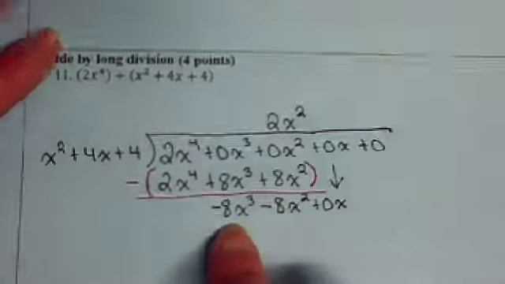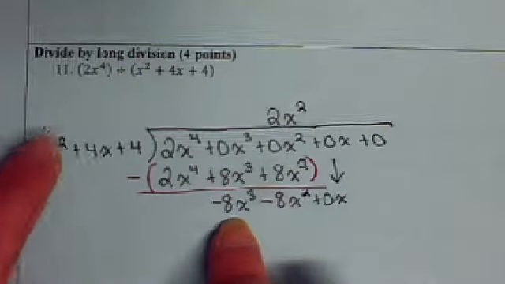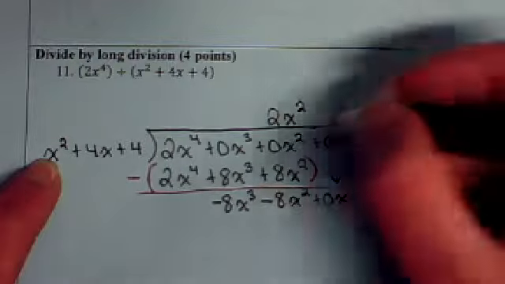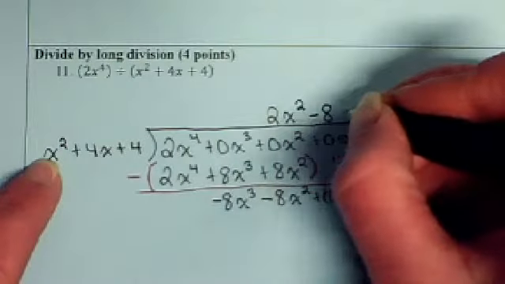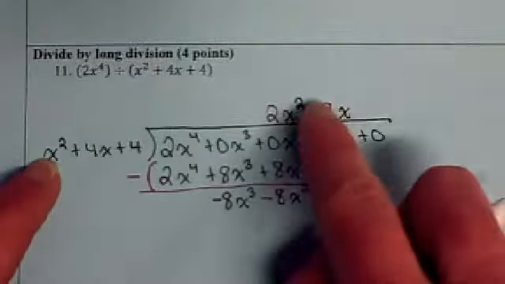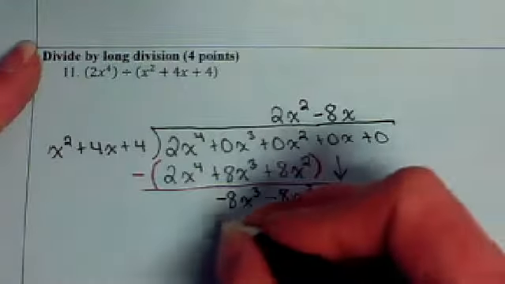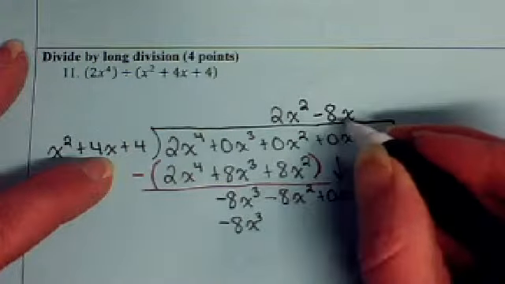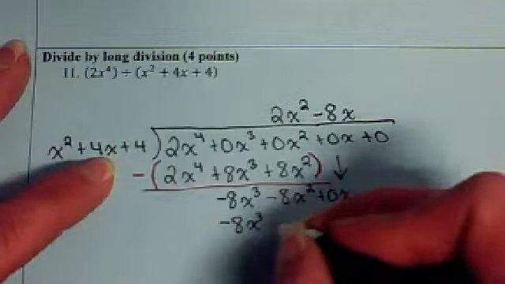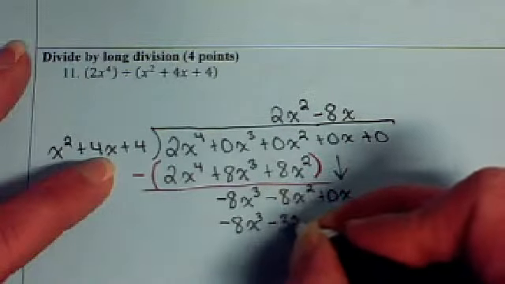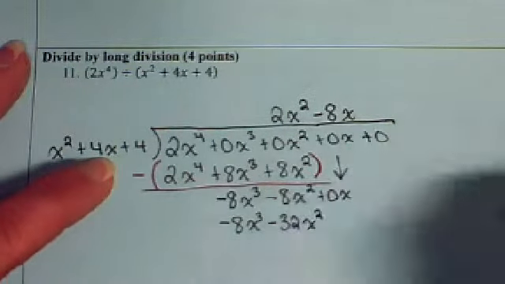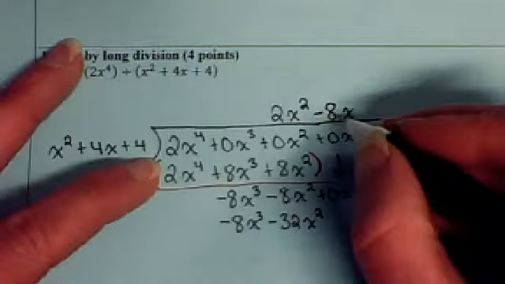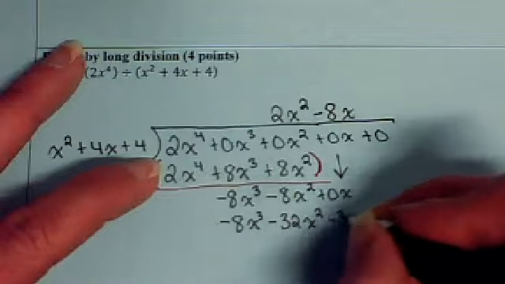Now, this is my new first term compared with this. What do I need to multiply x squared by to get negative 8x cubed? Well, I know I need a negative 8 and another x. Negative 8x times x squared is negative 8x cubed. Negative 8x times 4x is negative 32x squared. A lot of people told me it was 12. 4 times negative 8x is negative 32x.